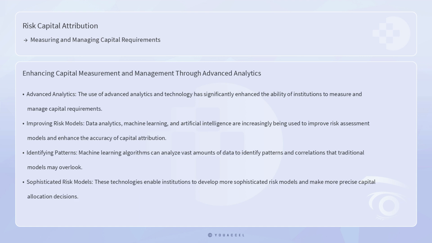The use of advanced analytics and technology has significantly enhanced the ability of institutions to measure and manage capital requirements. Data analytics, machine learning, and artificial intelligence are increasingly being used to improve risk assessment models and enhance the accuracy of capital attribution. For example, machine learning algorithms can analyze vast amounts of data to identify patterns and correlations that traditional models may overlook. These technologies enable institutions to develop more sophisticated risk models and make more precise capital allocation decisions.